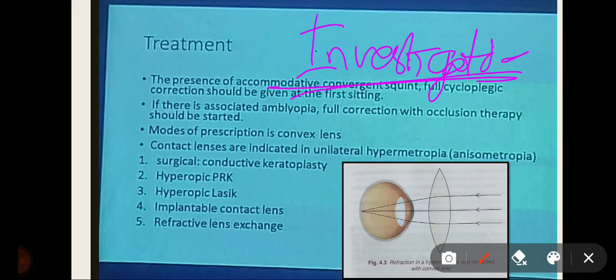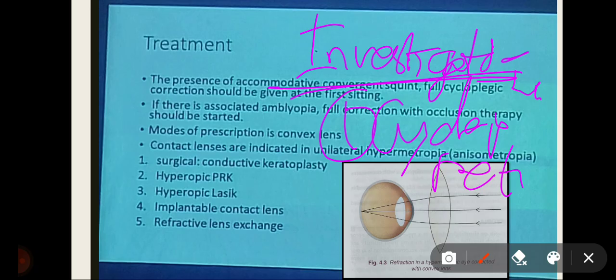First, we have to investigate it. For investigations, we go into the retinoscopy. Suspected cases of hypermetropia are confirmed with the retinoscopy. The best method to know the exact amount of hypermetropia is by cycloplegic retinoscopy.